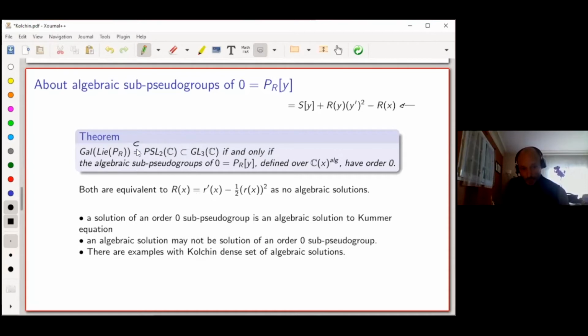So if you assume you have equality here, then there are no sub-pseudo groups of your Kummer equation defined over this field, except order 0. And in fact, it is an equivalence between the two. It is equivalent because both are equivalent to the condition that this equation, as a Riccati equation in small r, has an algebraic solution.